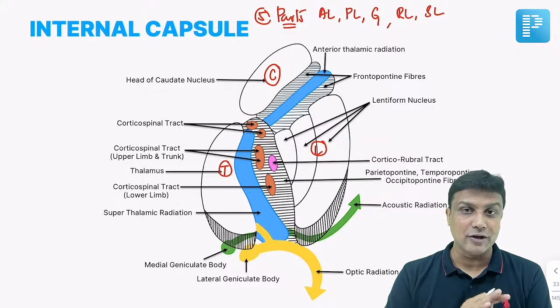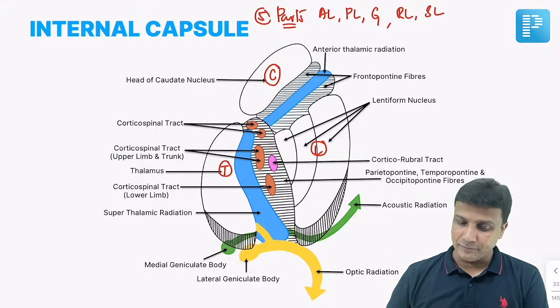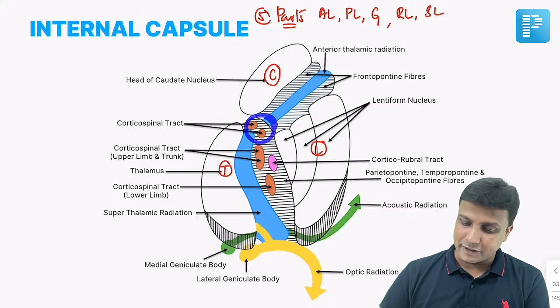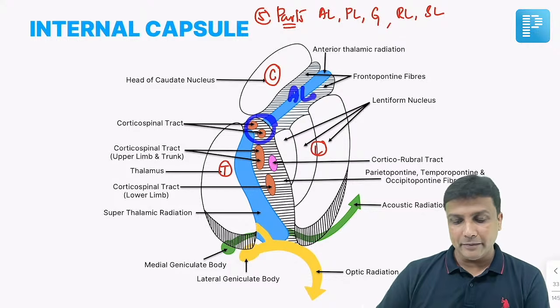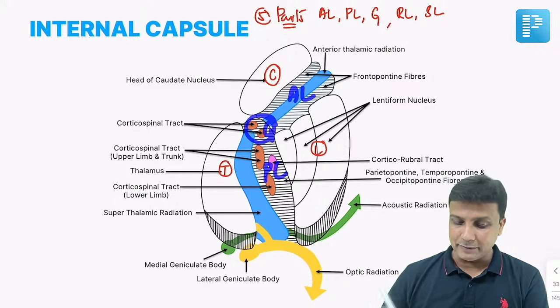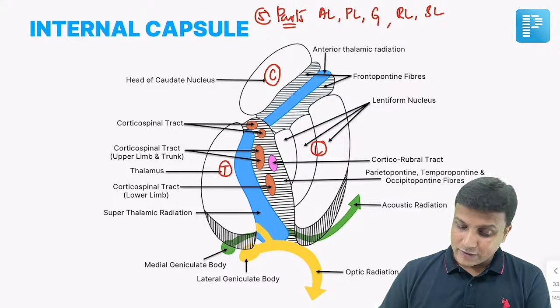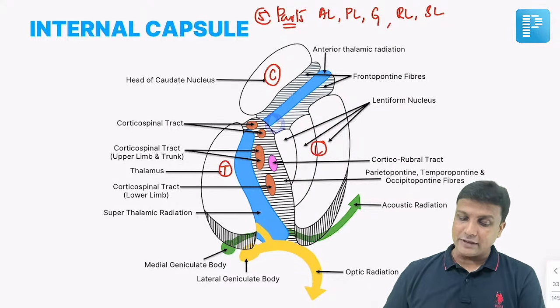Now, once you are done with the internal capsule parts as well as relations, now let us see the important structures which are going to pass through the internal capsule, sir. Number 1, this will be the anterior limb here, this is the genu here, and this is the posterior limb here, sir. Now, what is going to pass from the genu part of the internal capsule?